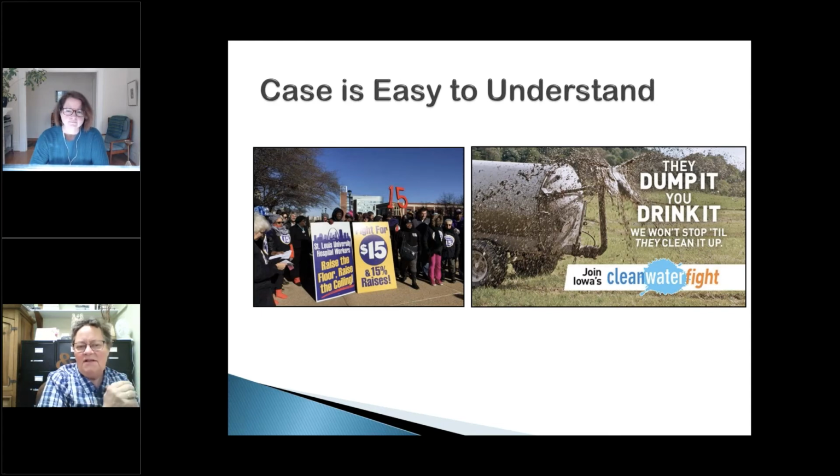These are two very good examples. Just kind of, what do we want? $15 an hour. It's very, very straight up. We don't have endless supporting evidence that it is a living wage. If people want that, they can find it. This one, water: they dump it, you drink it. We won't stop till they clean it up. It's pretty straight up. Not like, how did it get there? What exactly is it doing to the soil, and so on. People want that, they can find it out. So I'm hoping all of you have a pretty clear case.